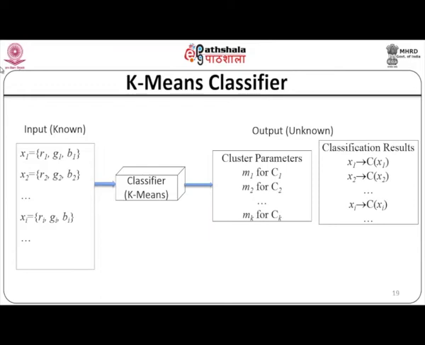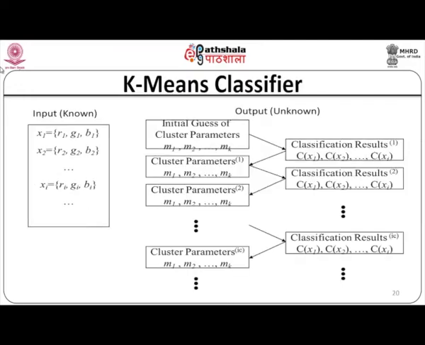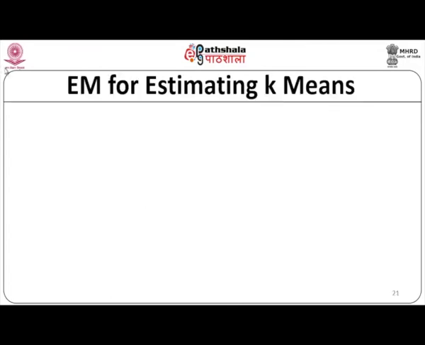So, here we have the known input, the classifier, and the cluster parameters. This is simply for the k-means classifier, and this is the classification result. We keep doing this till we converge. So, the cluster parameters will keep on being different depending upon the mean values. Now, you can use the EM algorithm for estimating k-means.